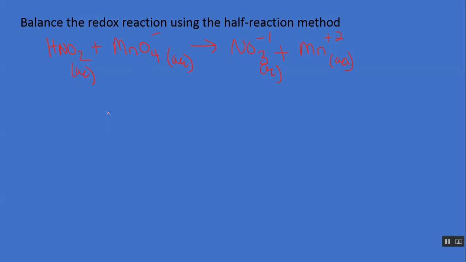Now I'm going to go ahead and write out the half reactions and then look at their oxidation states, but hopefully you can see that the nitrite is going to become nitrate. So that's going to be one of our half reactions, nitrite becoming nitrate. Our other half reaction is going to be permanganate becoming manganese. All right, let's look at the oxidation states.